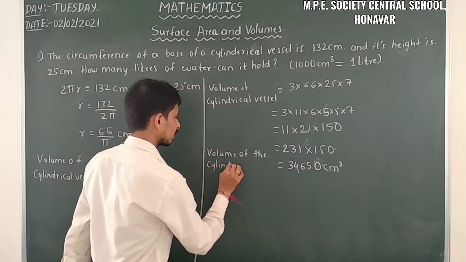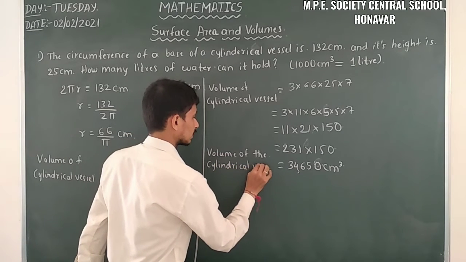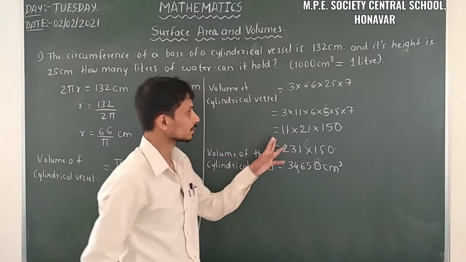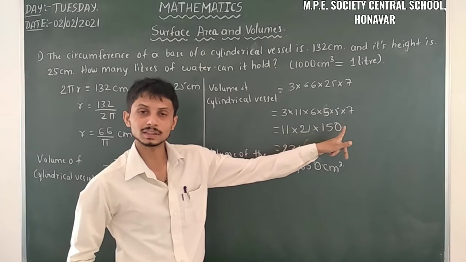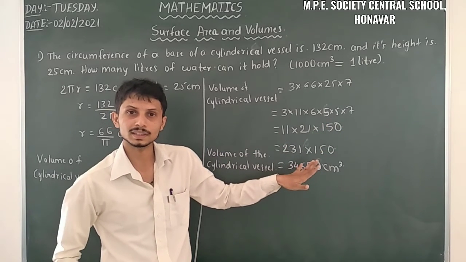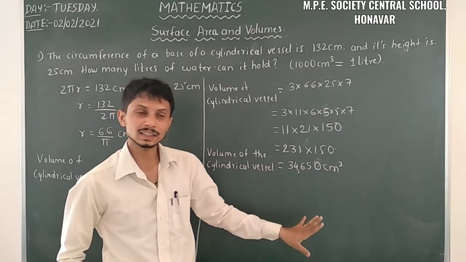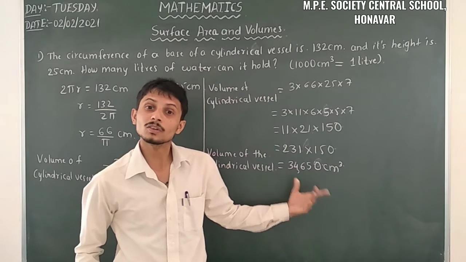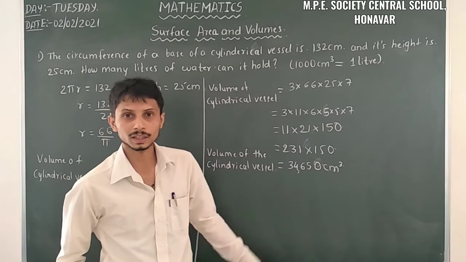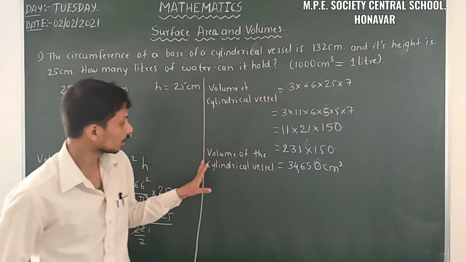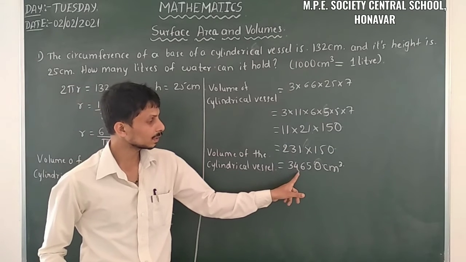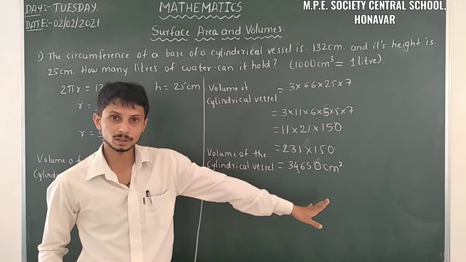Volume of the cylindrical vessel. So likewise, firstly we have to factorize all those things, then arrange them, so we can easily find out the answer without any rough work. Yes. So here we got the volume of the cylindrical vessel as 34,650 centimeter cube.